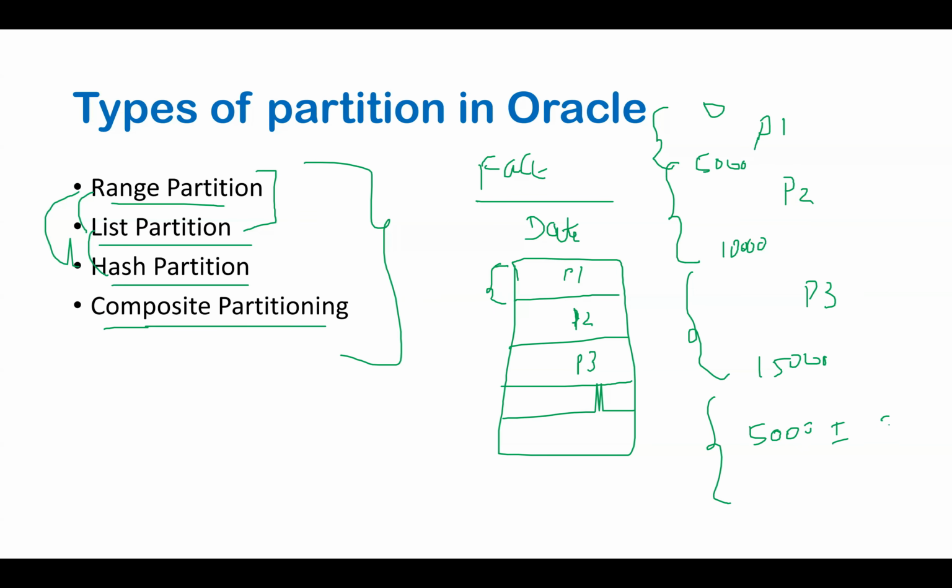After that, the system itself will assign some name, Sys underscore something. I'm just calling it P4. So with interval 5,000, for the range of values, the system will assign the ranges. Clear? So this is what applies to the types of partitions.